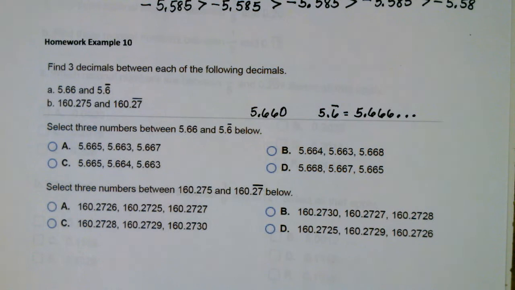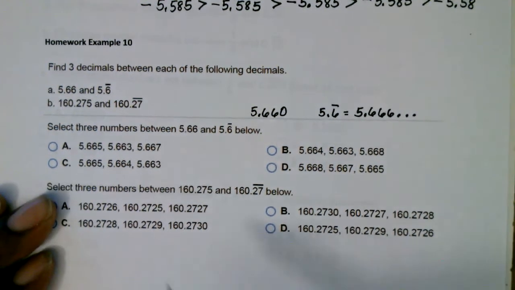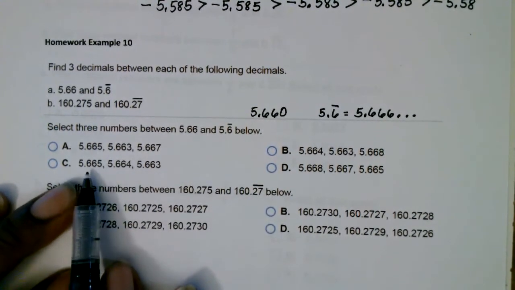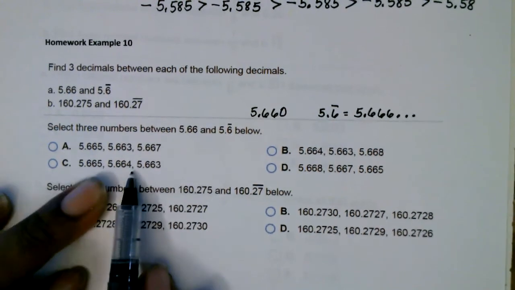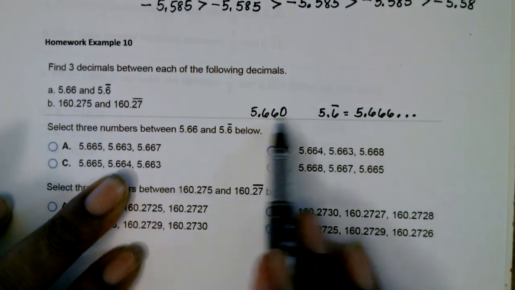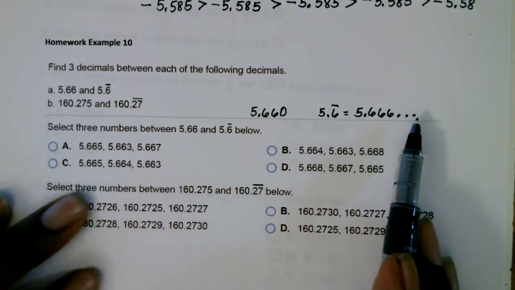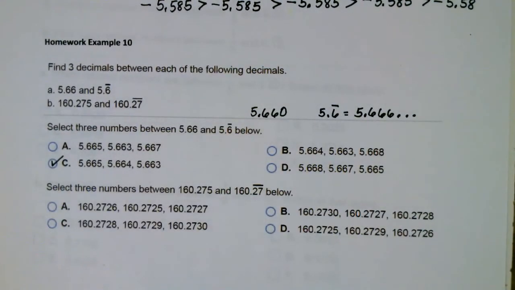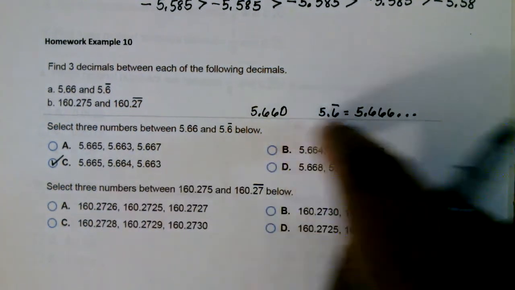Well, in this case here, you kind of have to use process of elimination. By looking at this, I can see that 5.665, 5.664, and 5.663 are in between these two. So it has to be this answer choice right here. 5.665, 5.664, and 5.663. So you pretty much have to carry this out as many decimal places as you possibly can so that you can choose which one of those is between those two.